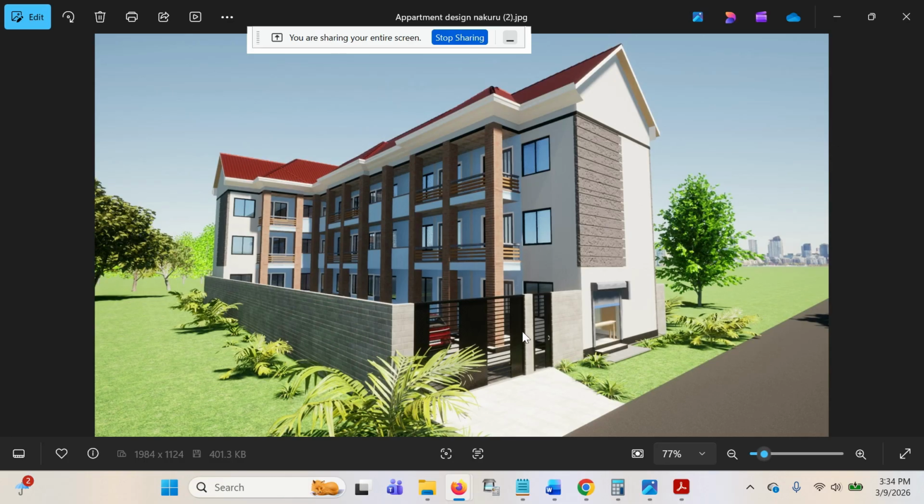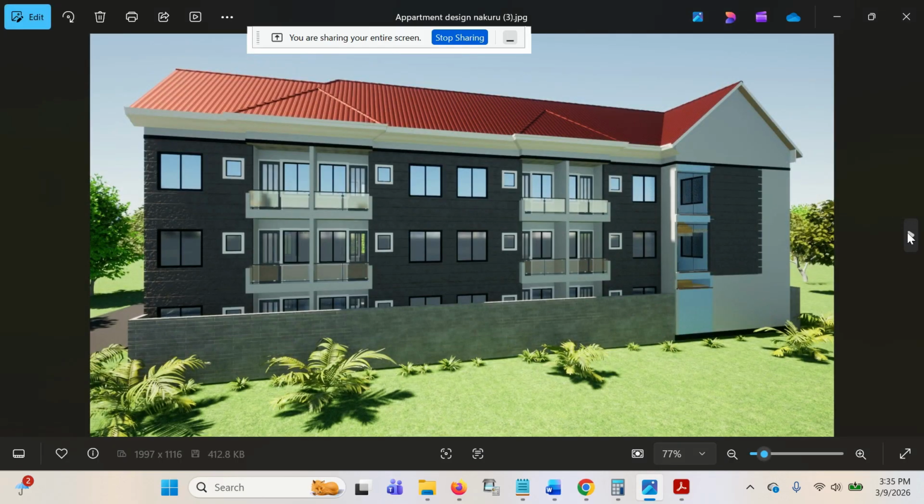This is the road. So this is the entrance. You can place a shop here to serve the people who are passing. So you have the entrance there, and then yeah.